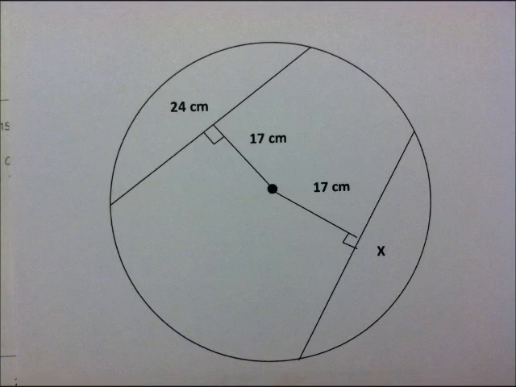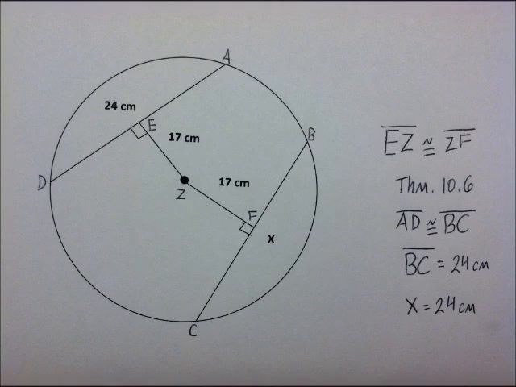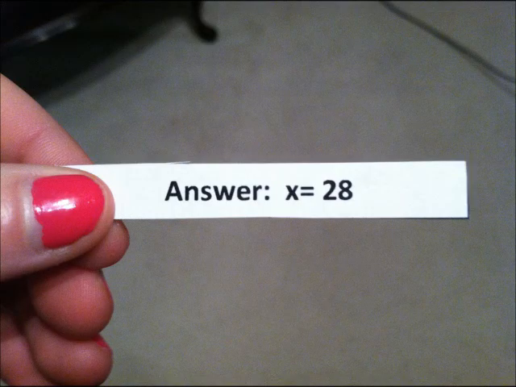This circle looks pretty easy, but let's go ahead and label to start. We know that EZ is congruent to ZF. So, by Theorem 10.6, we can prove that AD is congruent to BC. AD is 24 centimeters, so BC would also be 24 centimeters. Therefore, x would also be equal to 24 centimeters. What? The dealer's answer is 28, but ours was 24. Well, I know ours is right because we used geometry. Looks like this dealer didn't.